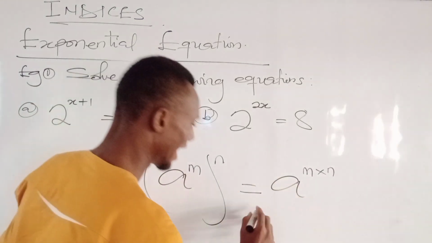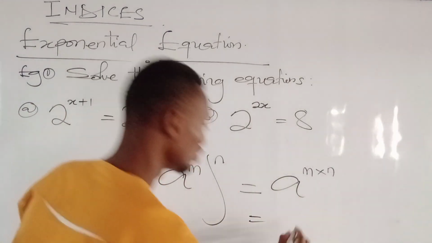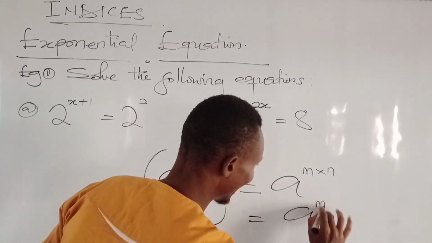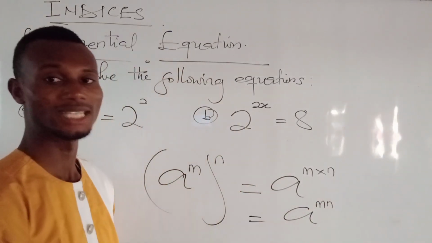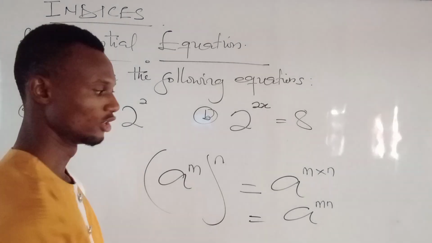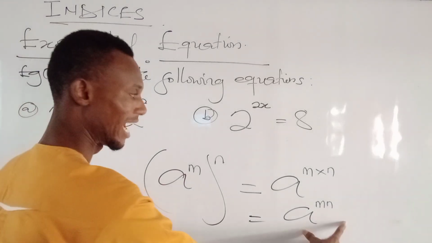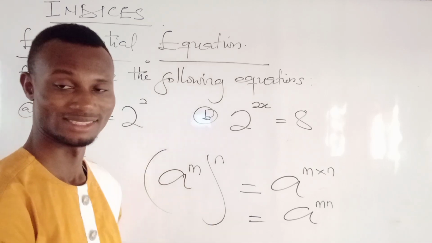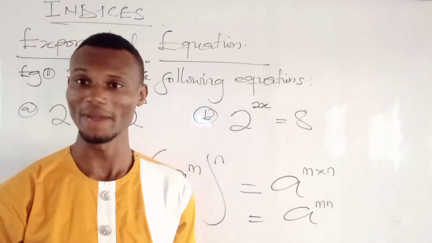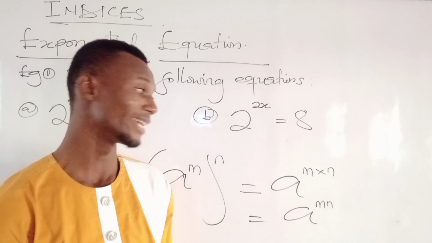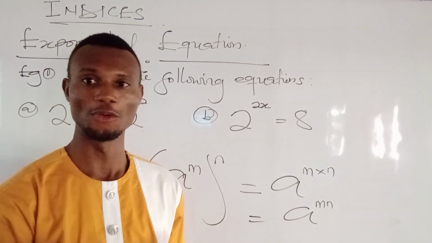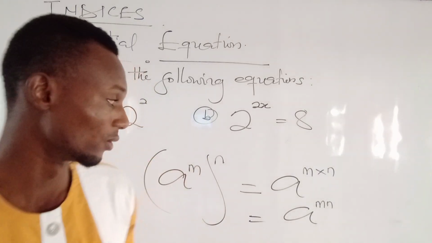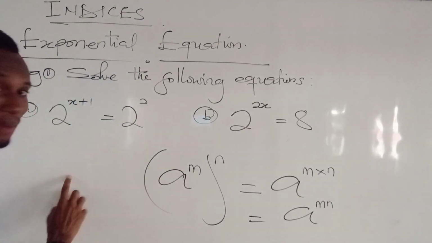Now let's go ahead and simplify further, and this one is going to be a to the power mn, because m times n is mn. So this is your final answer for simplifying what is here. Okay, so that is the law that you need to have in mind. Let me take some examples on it before we move on to the next law.